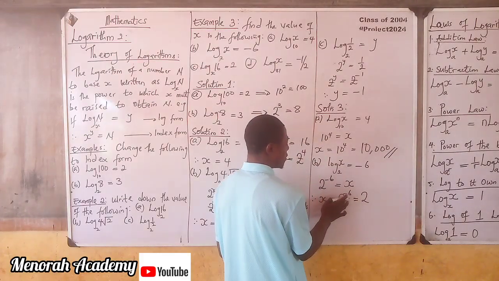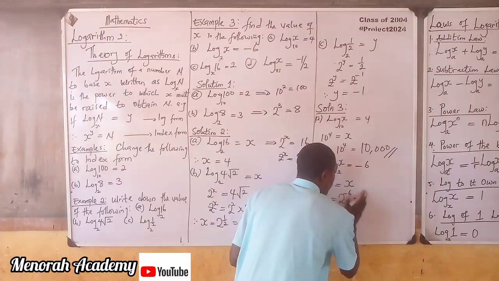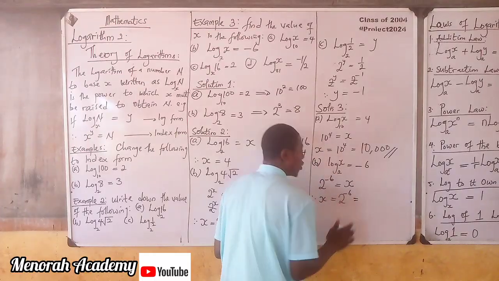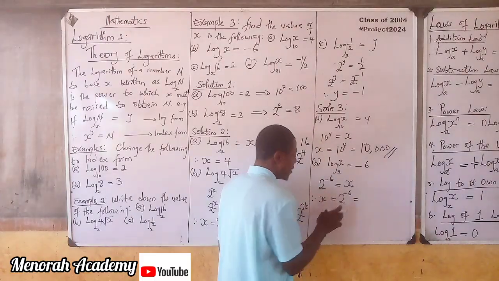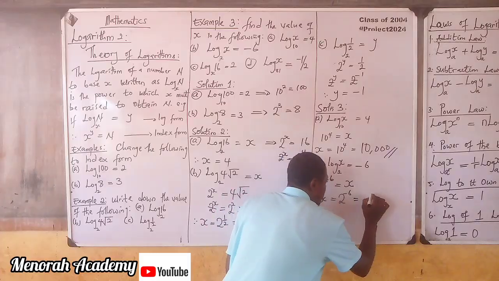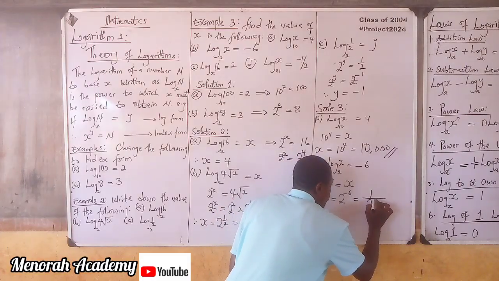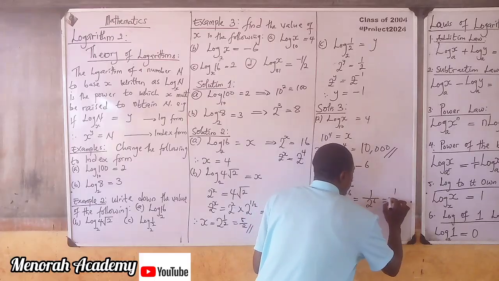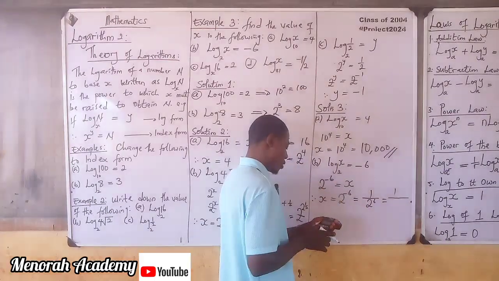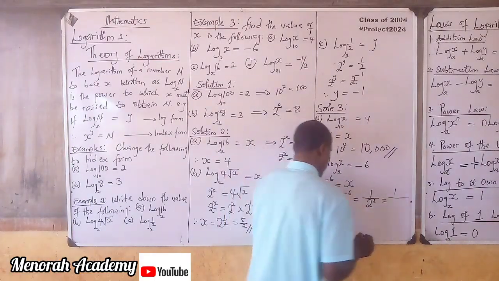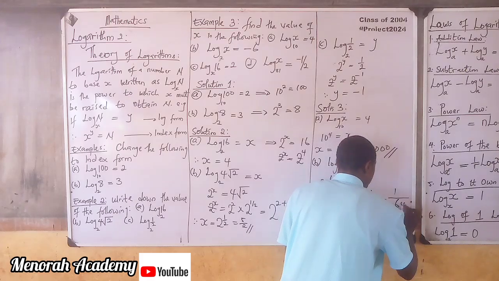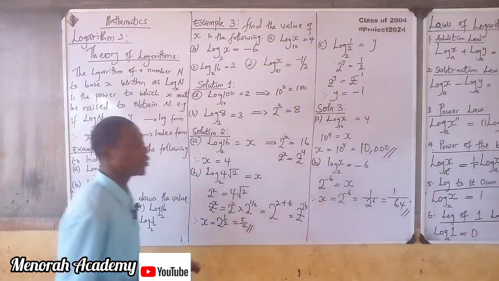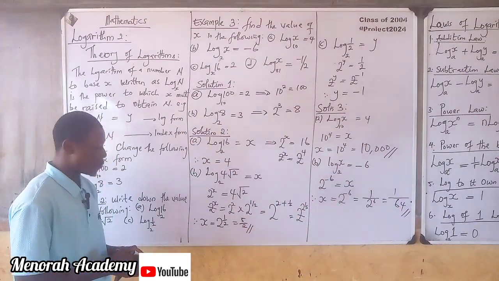2 raised to the power minus 6 here is the same thing, from the idea of indices, as this minus. This particular minus is the same thing as 1 all over 2 raised to the power 6. So this is going to give us 1 all over 2 raised to the power of 6, which is 64. So this becomes the value of x in that expression.